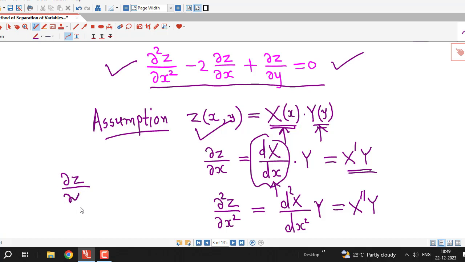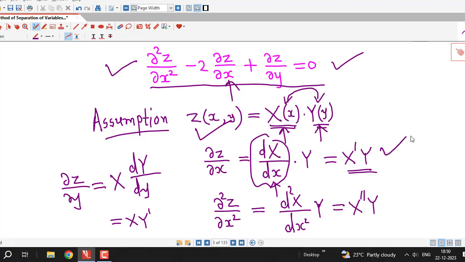Similarly, del z by del y, for the partial derivative with respect to y, we consider x as constant, and the derivative of capital Y with respect to small y, that is X into Y dash. So now we have del z by del x, which is X dash into Y, del z by del y, which is X into Y dash, and del square z by del x square, which is X double dash into Y.